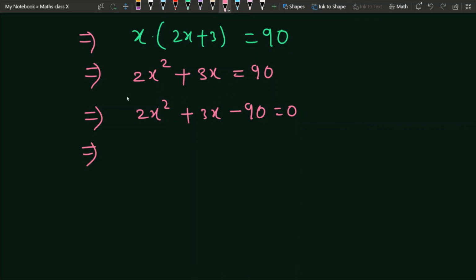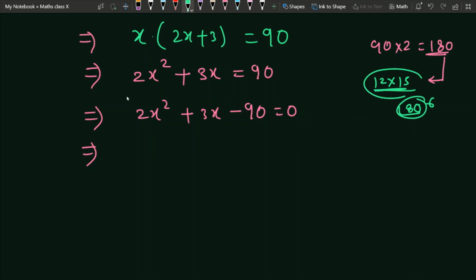So, 90 and 2. 90 multiplied by 2 is 180. Now you have to factorize 180 as two numbers such that when you add or subtract those two numbers, you will get 3. So for 180, let us take 18 into 10, then we will increase the values. It will be around 12 and 15. 12 and 15 is, I think, 180. Yes, see, 12 into 15 is 180.